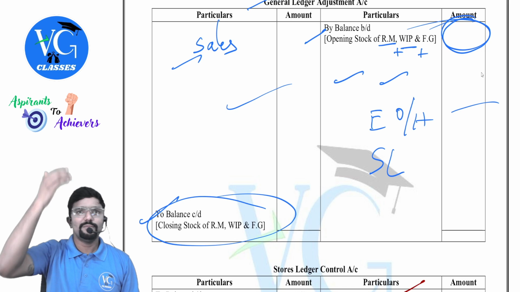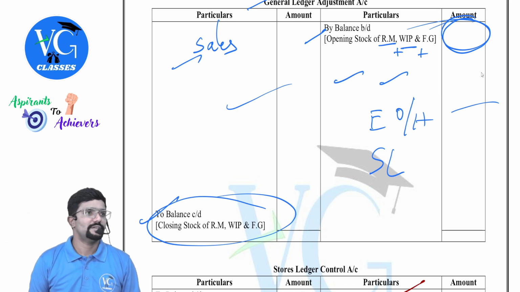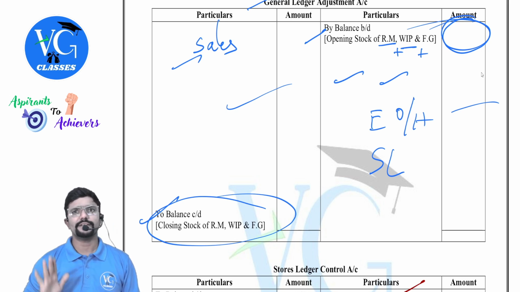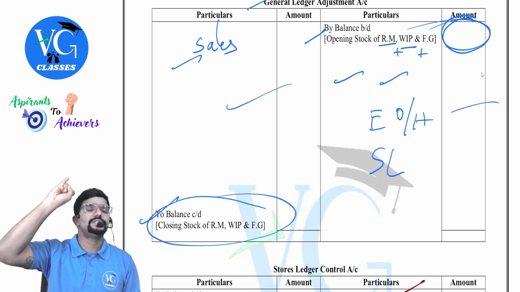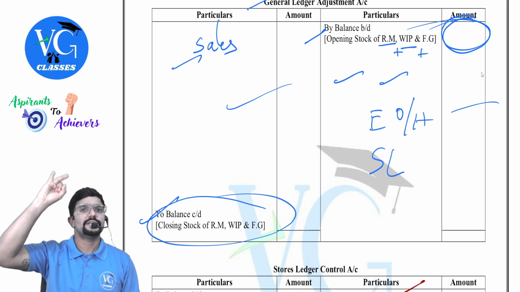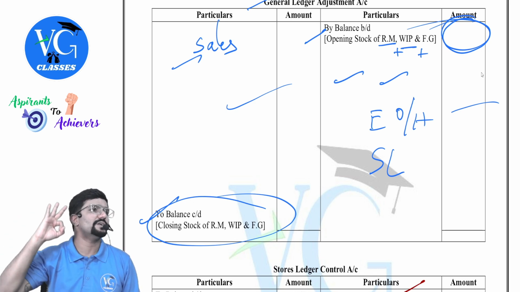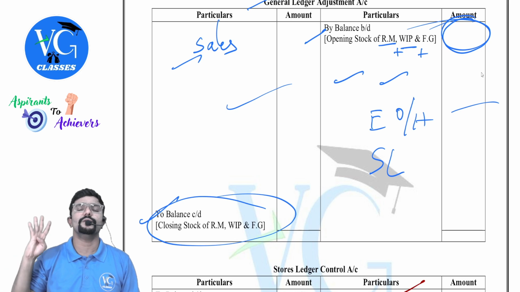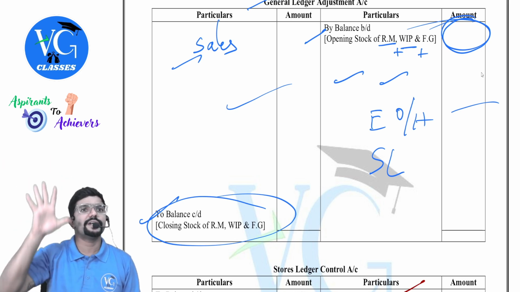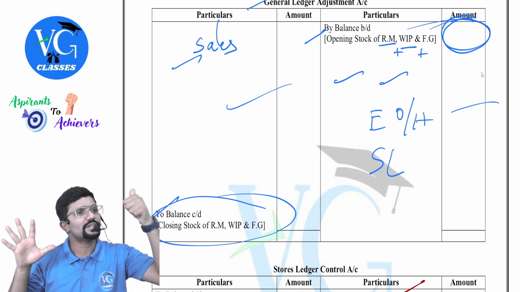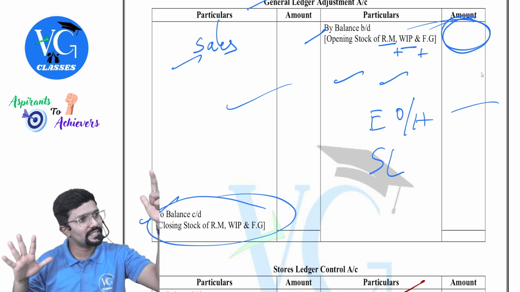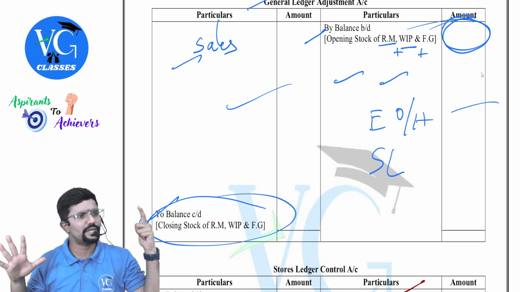Come on. Tell me the name of the accounts in the order. I will help you out. Okay, generally we will take it at the end. First, which is the end? Stores ledger control account. Next, wages control account. Next, factory or production overhead control account. Next, WIP control account. Next, administrative overhead account. Then, finished goods control account.